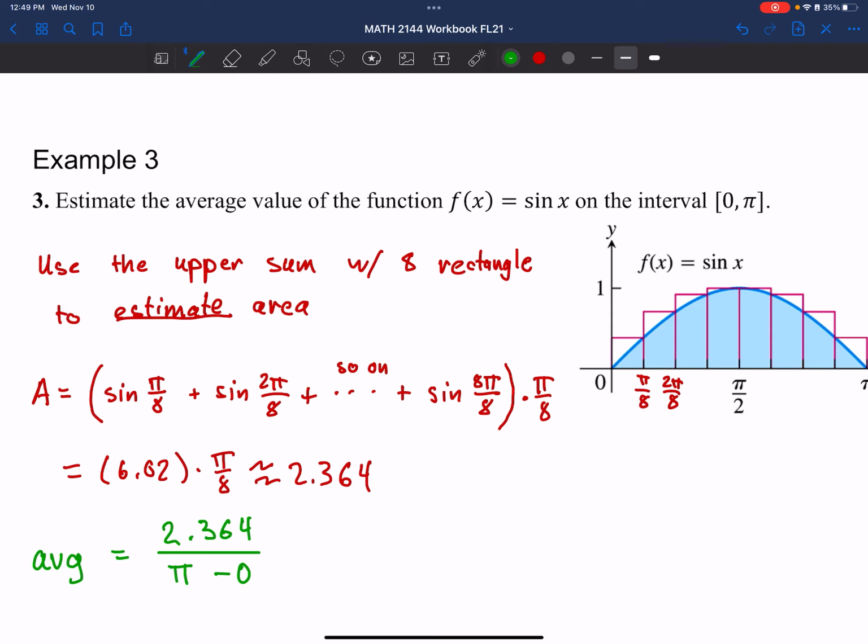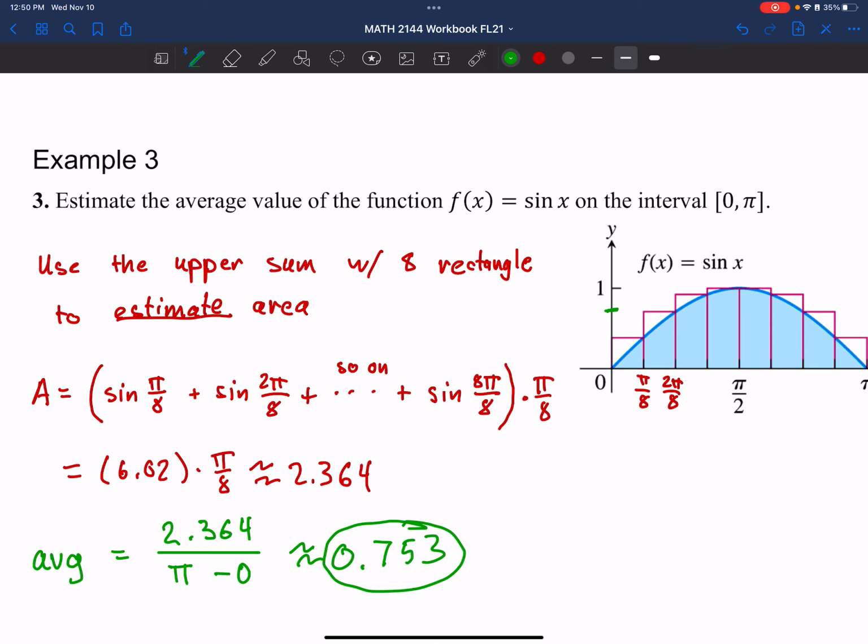So which would be pi minus 0, the length of the interval. So this ultimately works out to approximately 0.753. I know that's tough after 50 minutes of new content. Does anyone have any questions? This is the average value of this function. You can see it's right about there. So a little bit on the high side because it spends a lot more time up at the top than it does at the bottom.